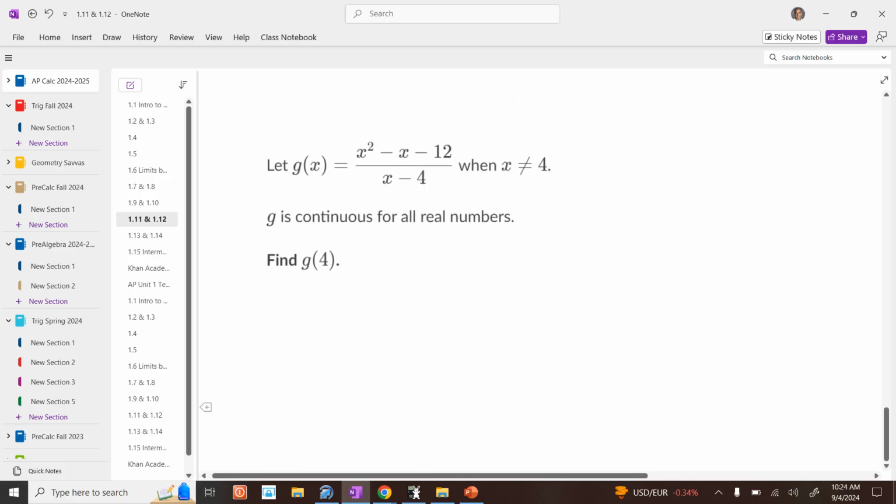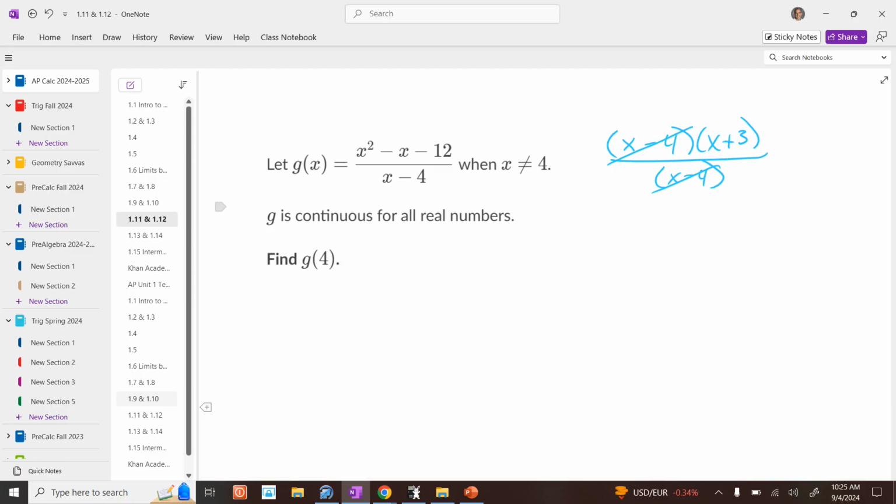Okay. This one, again, 0 over 0. What I would do on this one is just factor it quick. x minus 4, x plus 3 over x minus 4. These cancel. If you put a 4 in here, it would equal 7. So basically the piecewise function g of 4 would equal 7 if it's continuous.